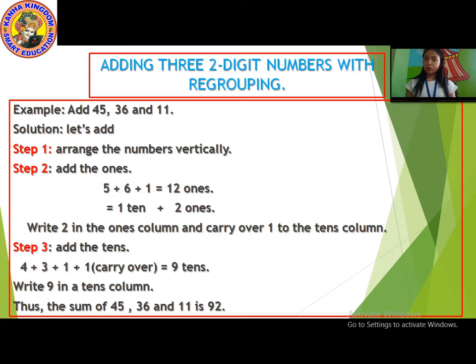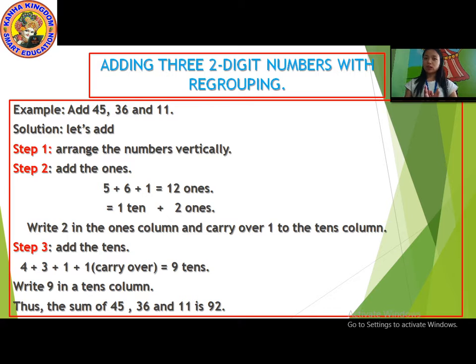Okay student. So see, the first step is arrange the numbers vertically. And the second step is add the ones. While adding ones, we got 12 ones. So 12 ones means 1 ten plus 2 ones. So we write 2 in the ones column and carry over 1 ten to the tens column. Right student? So the step 3 is add the tens. While adding these tens, we got 9 tens. So we write 9 in the tens column.